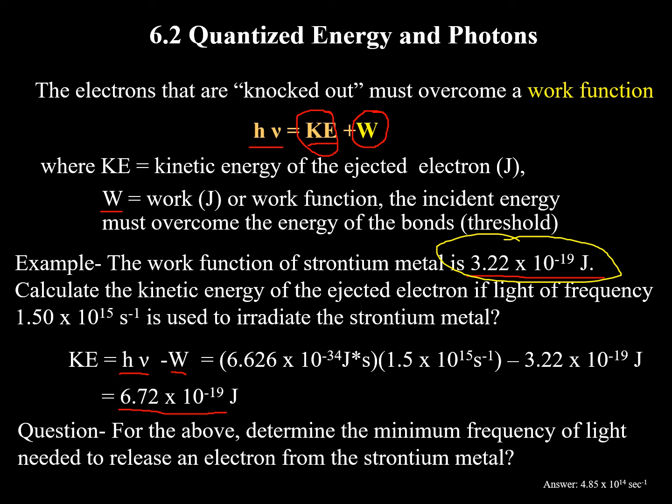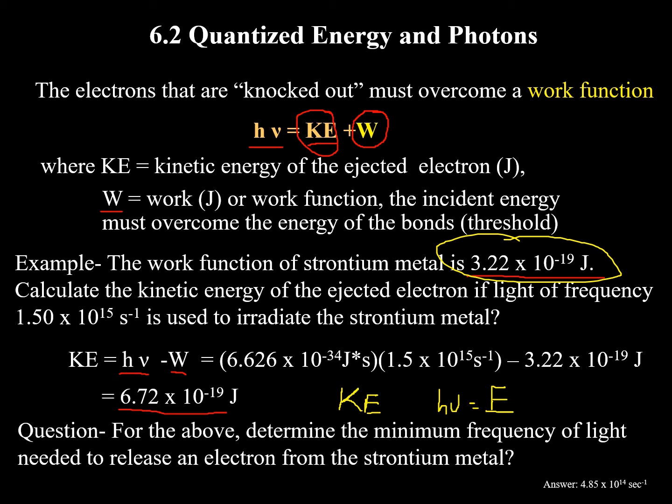Determine the minimum frequency of light needed to release an electron from strontium. So in this case, the kinetic energy will be 0, and we just need to isolate h nu equals E. Here anything above will have a kinetic energy, so we can set it to 0.